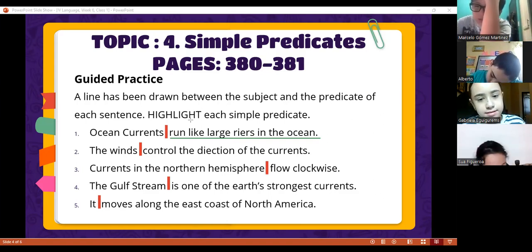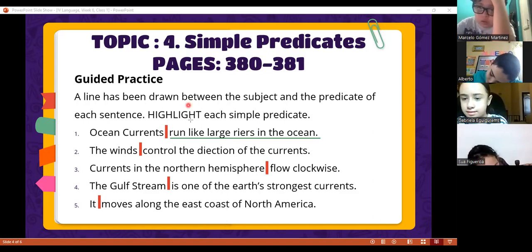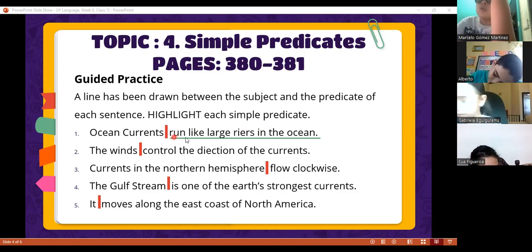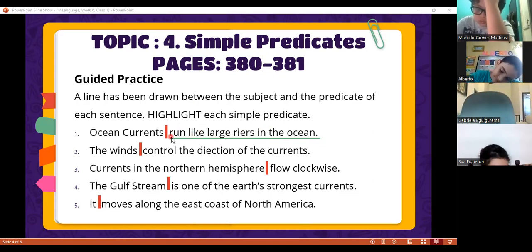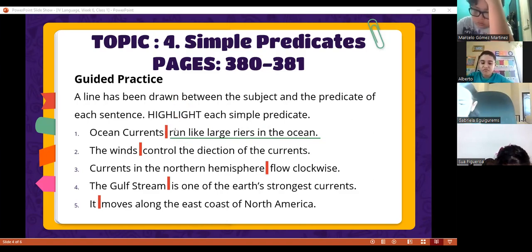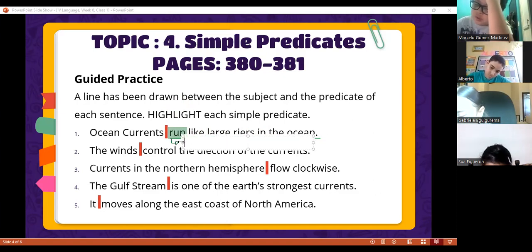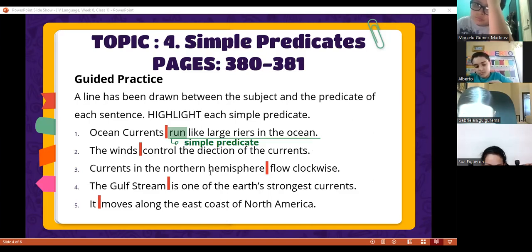Copy the 5 sentences. Now, what is the simple predicate, the most important word in the predicate, class, in this part? Run. Run, excellent. So you can highlight it, you can color it when you copy the sentence, the word run, because that is the simple predicate. I'm going to write here that this is the simple predicate. It's the most important word in the predicate. The word run, just that word.